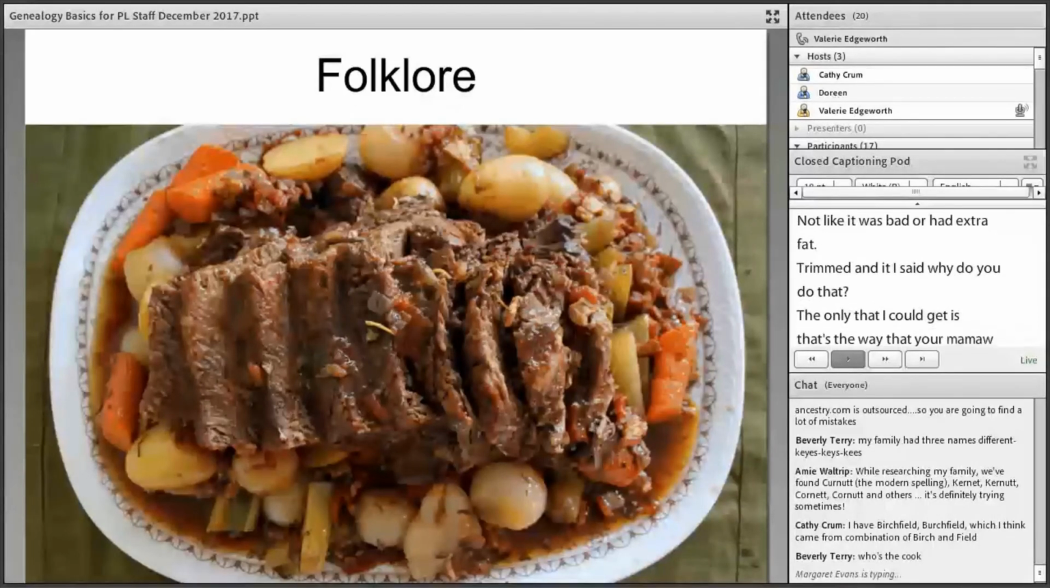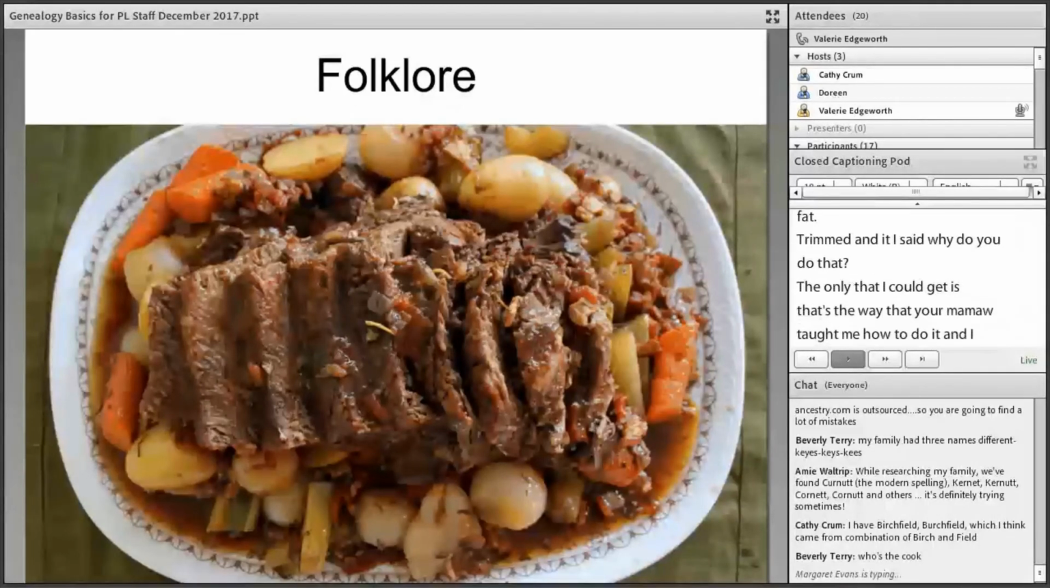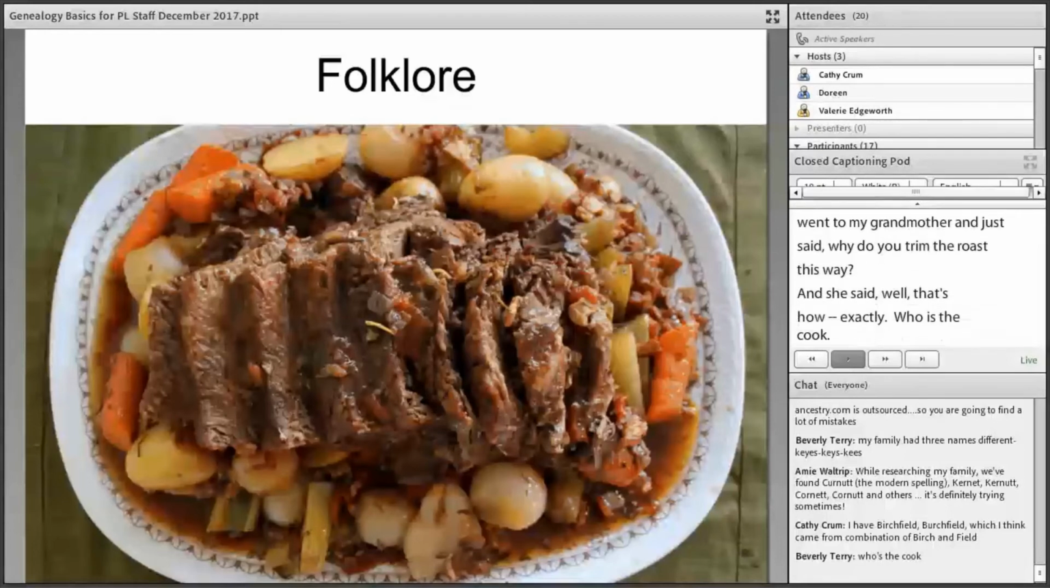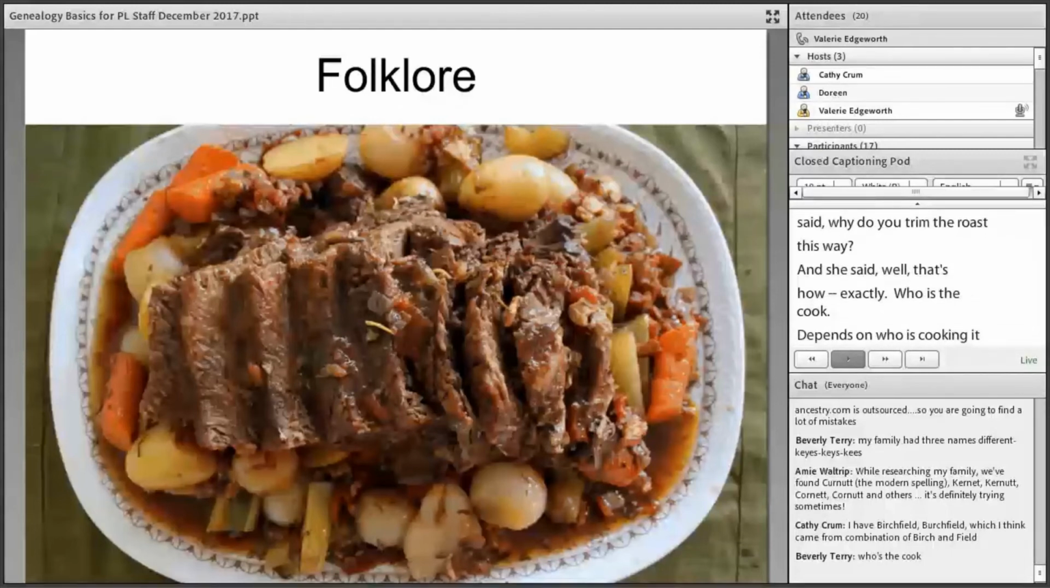And so I went to my grandmother and I just said, why do you trim the roast this way? And she said, well, that's how, exactly, who's the cook? Yeah, it depends on who's cooking it. So the way my grandmother cooked it was she always trimmed the sides, so it was more square. I said, why do you do that?